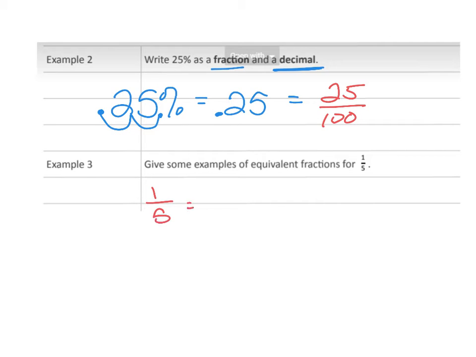The reason we're doing this is because not everything we get is going to be exactly out of 100. So if I wanted to make it out of 100, 5 times what? 20 gives me 100. So 1 times 20 would give me the 20 out of 100. So that's why we're going to be talking about equivalent fractions.